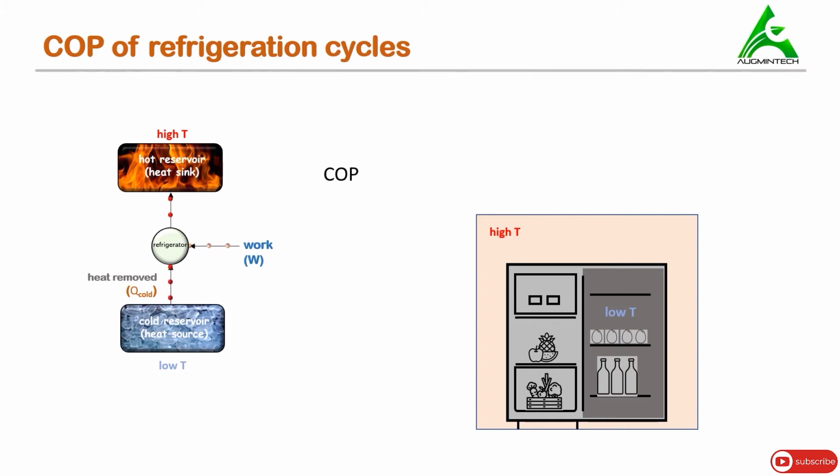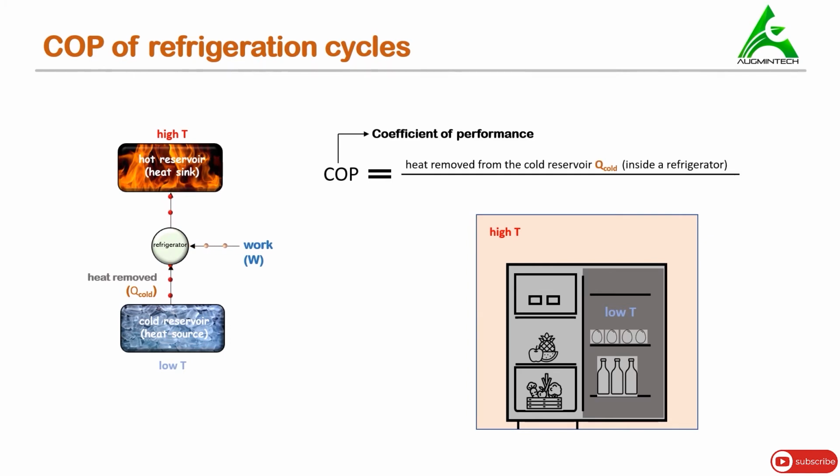Now we are in a position to define COP, which stands for coefficient of performance. It is the ratio of heat removed from the cold reservoir, which is inside the refrigerator, to the work done to remove the heat, which is the work done by compressor. The ratio of these two quantities is known as coefficient of performance of a refrigerator. Higher the value of COP, better the performance of refrigeration cycle.